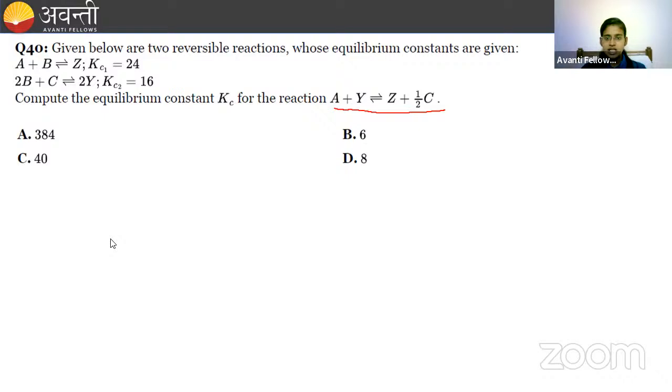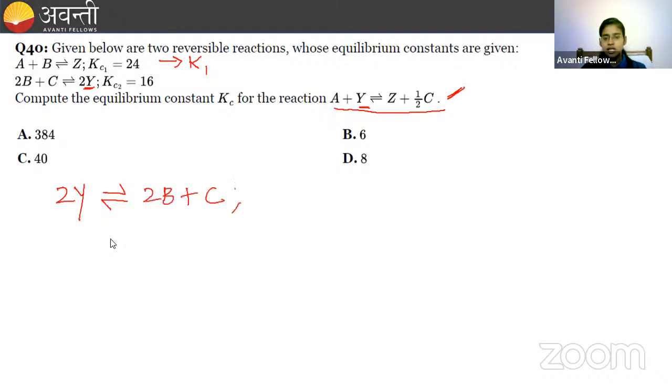So we have to obtain this equation from the given equations. We have A on the reactant side and Z on the product side in equation 1, so let it be as it is. This is K1. In the second equation, we have 2B plus C in equilibrium with 2Y. Here Y is on the product side, but in the required equation Y is on the reactant side. So we have to reverse equation number 2. If we reverse equation 2, we get 2Y in equilibrium with 2B plus C.